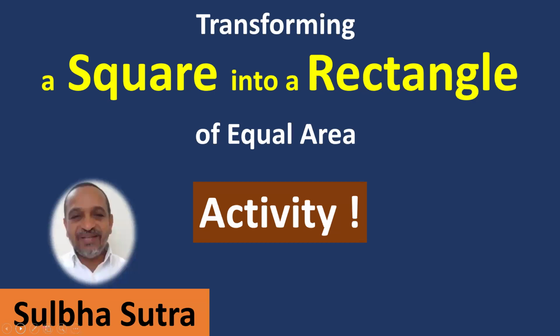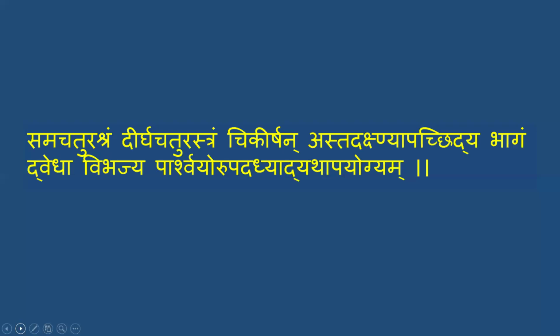So the same thing is so beautifully explained in our Shilva Sutras like this, which says the conversion of transforming a square into a rectangle of equal area, and it gives a beautiful activity which says Samachaturastram Dirgha Chaturastram Chikirsham हस्तदक्षिणापच्छेद्य भागं द्वेधा विभज्य पार्श्वयोरुपद्वयात् यथोपयोग्यम. That's all.